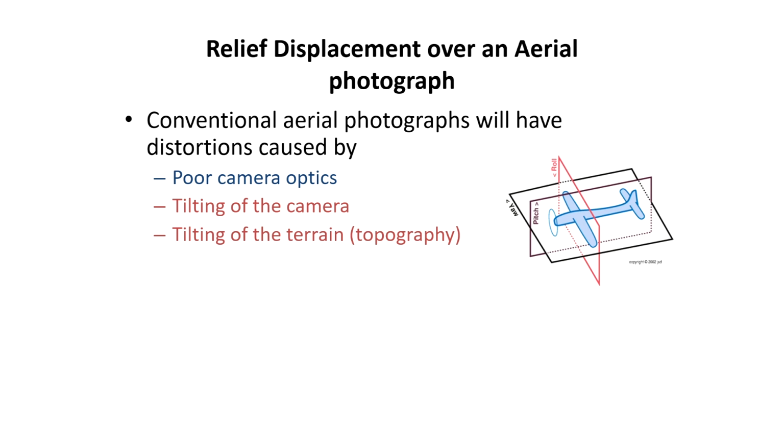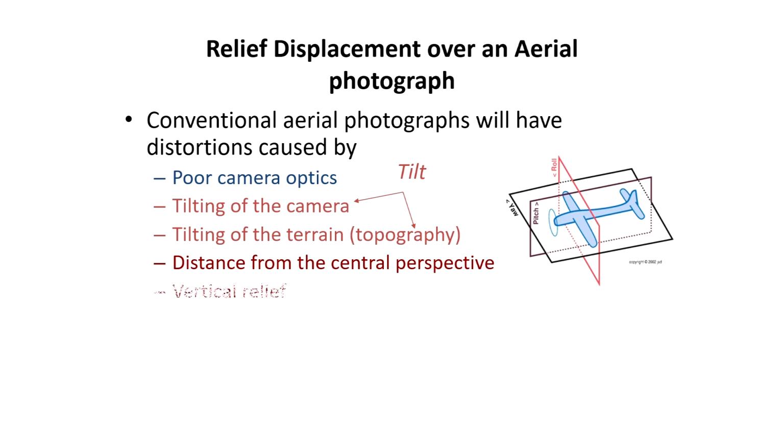Then the third point cannot be taken care of. There will be tilting of the terrain, that is your topography, so topography will give you some distortion. Okay, so this is your tilt part. Now, distance from the central perspective: usually we take the central point as your nadir point. There will be slight distortion from the center, that is the nadir point, as you move away from the center.